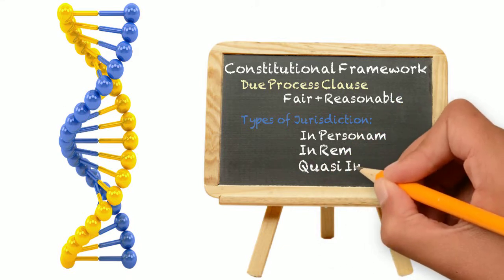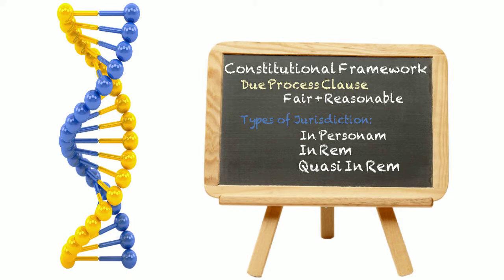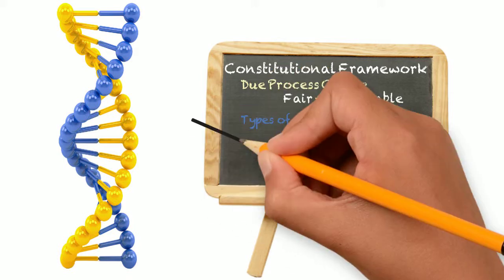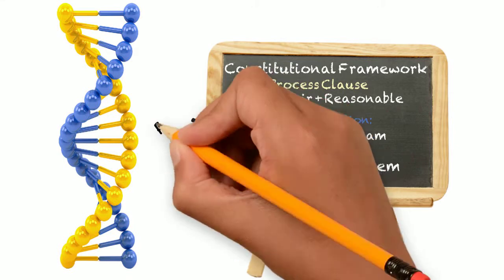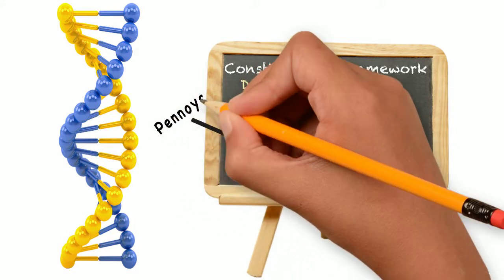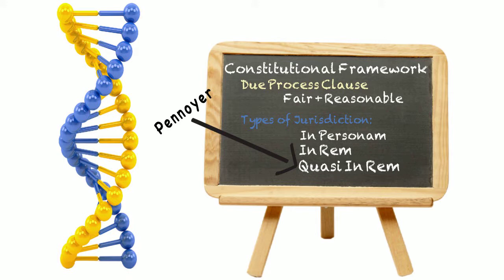Quasi in rem is when the basis of the forum court's authority or jurisdiction over the defendant is because the defendant owns property in the forum state, but that property is not the basis or the reason for the plaintiff's lawsuit against the defendant. The basis of the lawsuit is something else altogether, but the property is used as a means to tie the defendant to that forum state. Together, these 3 bases are considered the traditional bases for jurisdiction.